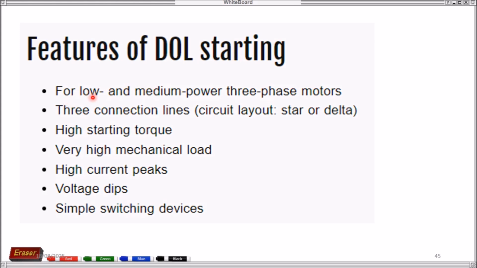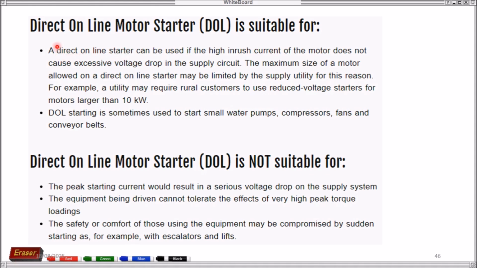Then features, no, so usually this type of motor starter is used for low and medium power 3-phase motors, and the connection lines must be 3, either star or delta. Then high starting torque, very high mechanical load, high current peak, voltage dip, and simple switching devices, no. So a direct online starter is suitable if the inrush current of the motor does not cause excessive voltage drop. So kapag hindi masyadong mataas yung kanyang voltage drop, once ma-start yung motor, pwedeng gamitin yung direct online.